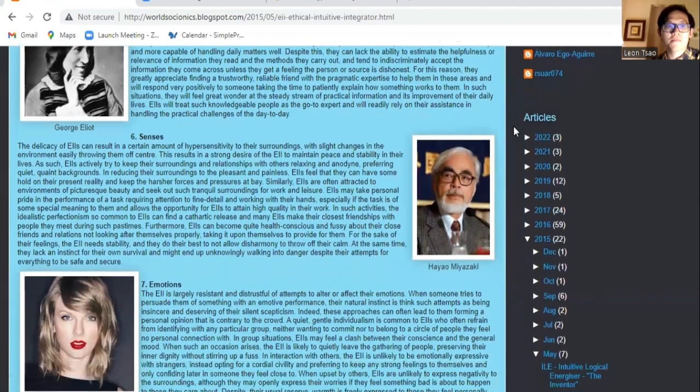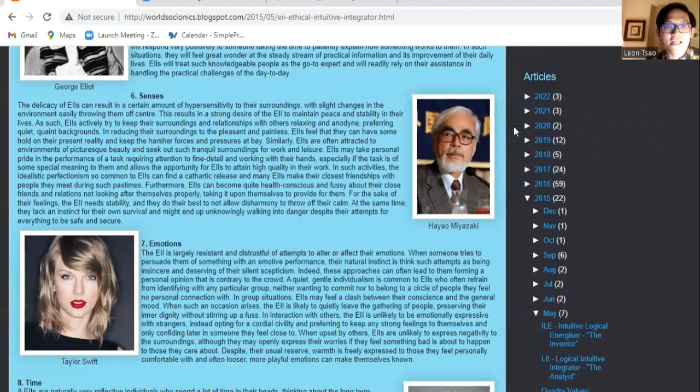It says right here that the delicacy of INFPs can result in a certain amount of hypersensitivity in their environment, in their surroundings, with slight changes in the environment easily throwing them off center. And this results in a strong desire of INFPs to maintain peace and stability in their lives. So reading this, I do regard myself as a highly sensitive person, and I'm not sure if that's related to type or not. And I think when I observe INFPs and also INTPs, we're a bit sensitive to our external environment. It's almost as if we go about it really timidly, in a way, with uncertainty.